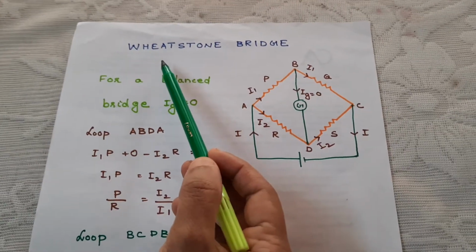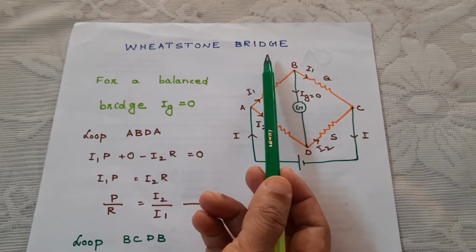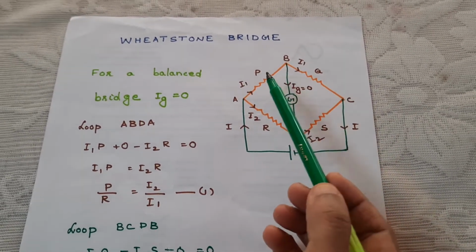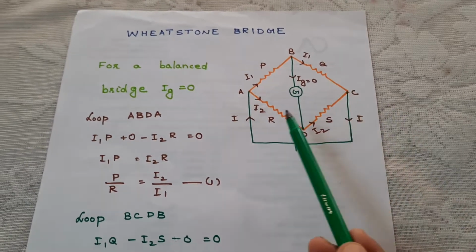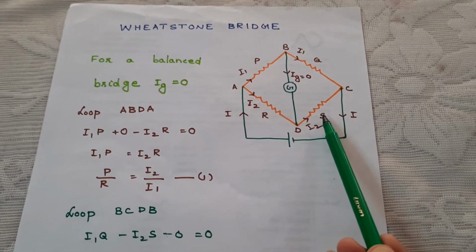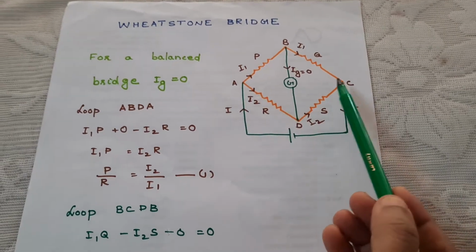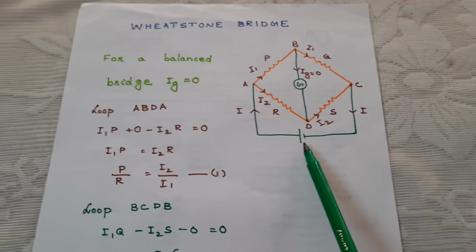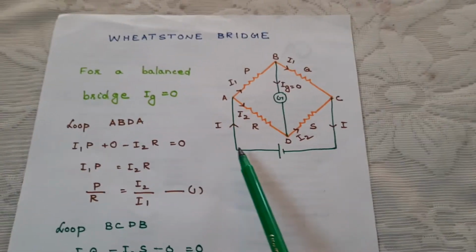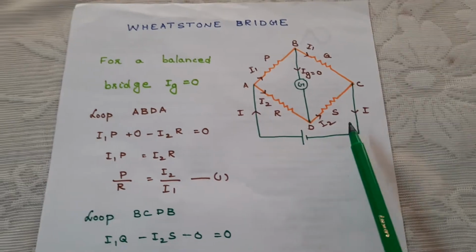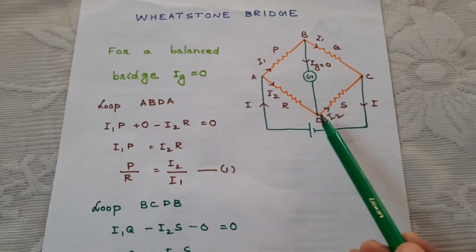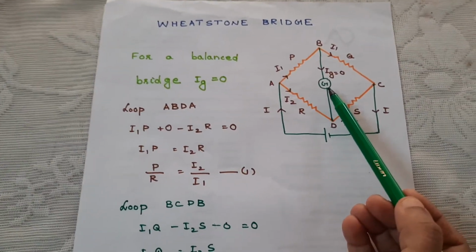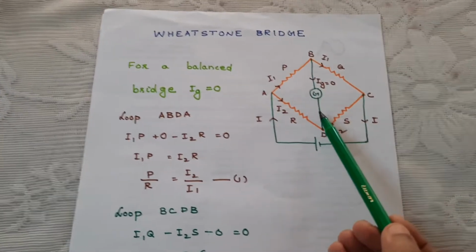In this class, let us learn Wheatstone bridge. The bridge has four resistors P, Q, R and S. Across a pair of diagonally opposite points A and C, a battery is connected. This is known as battery arm. Across the other pair of diagonally opposite points B and D, a galvanometer is connected. This is the galvanometer arm.